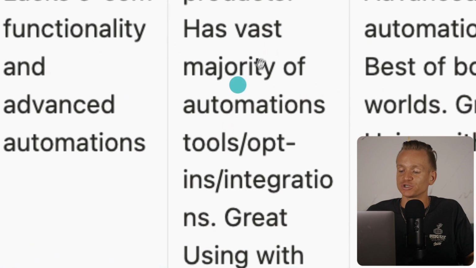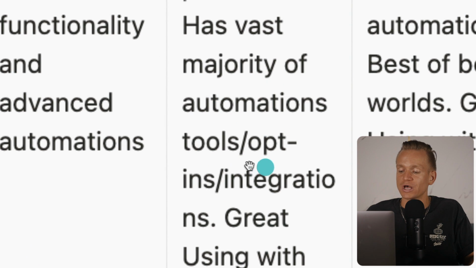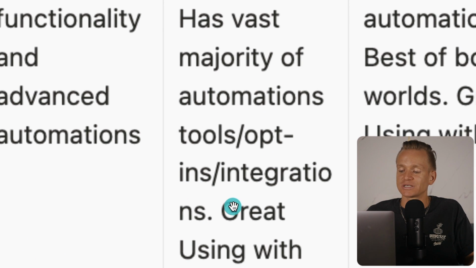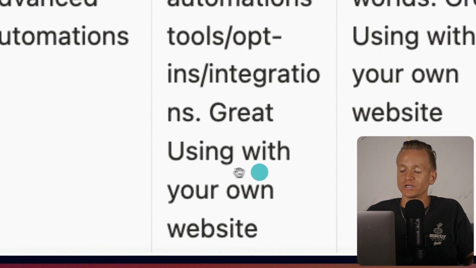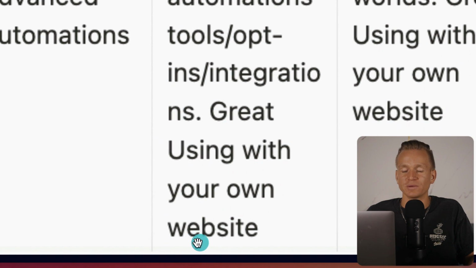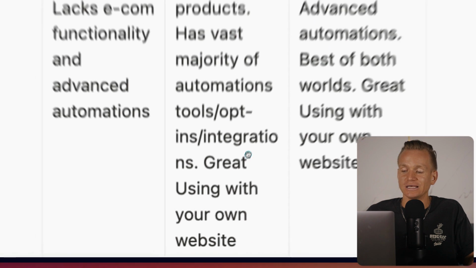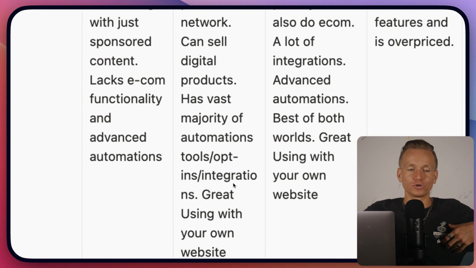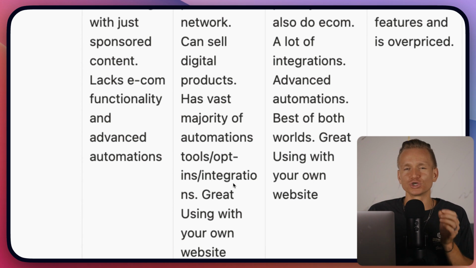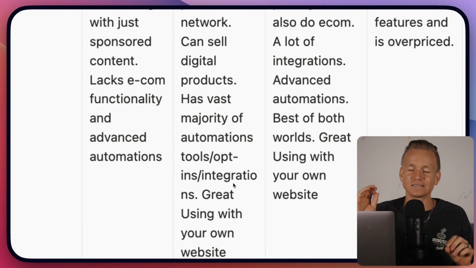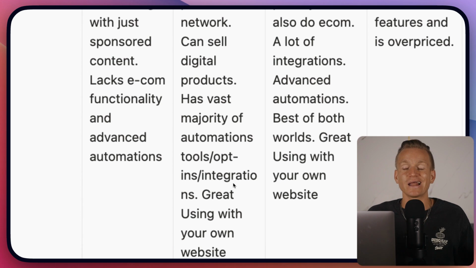It has the vast majority of automation tools, all of the opt-ins, integrations, all of these kinds of things. And it's great to use it with your own website, if you run, let's say, your website on WordPress or whatever else it is. I put it for newsletters because even though usually it's an email marketing software, it's really a good option to actually run a newsletter and make a lot of money for a much cheaper price, and having way better automation functions and better monetization functions with digital product selling.